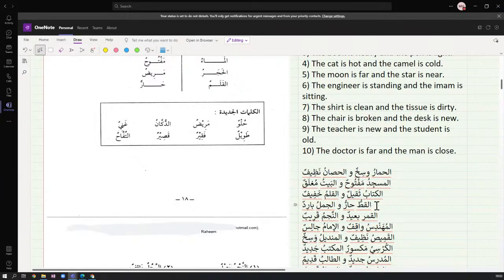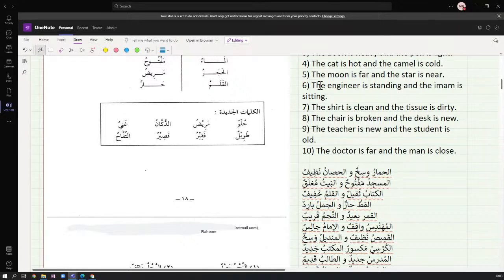And then we had the cat is hot and the camel is cold. القط حار. Again, typing error there. القط حار والجمل بارد. Then we had the moon is far and the star is near. القمر بعيد والنجم قريب.